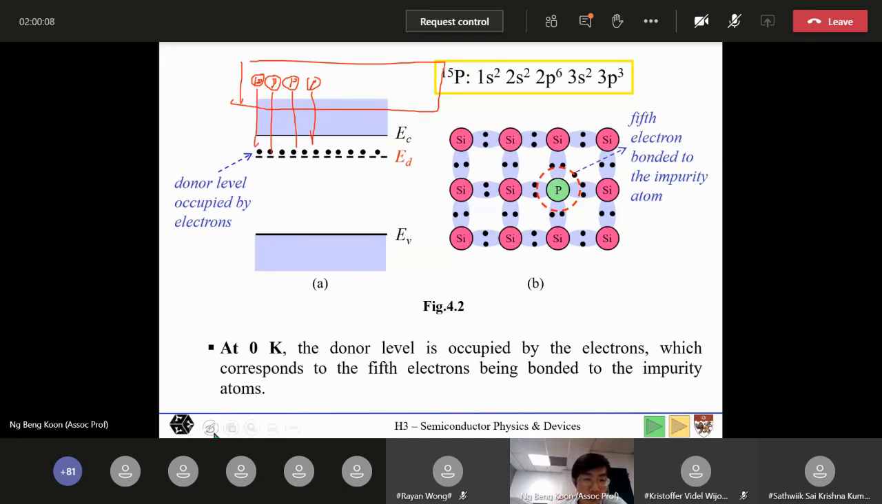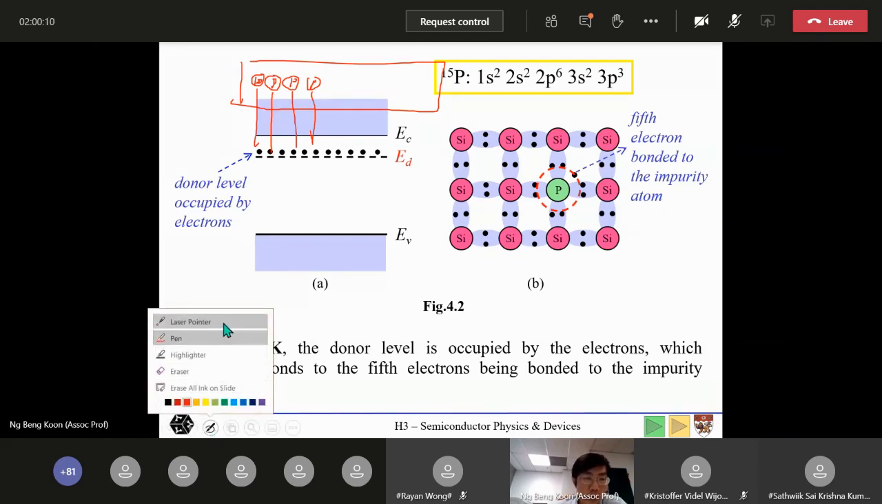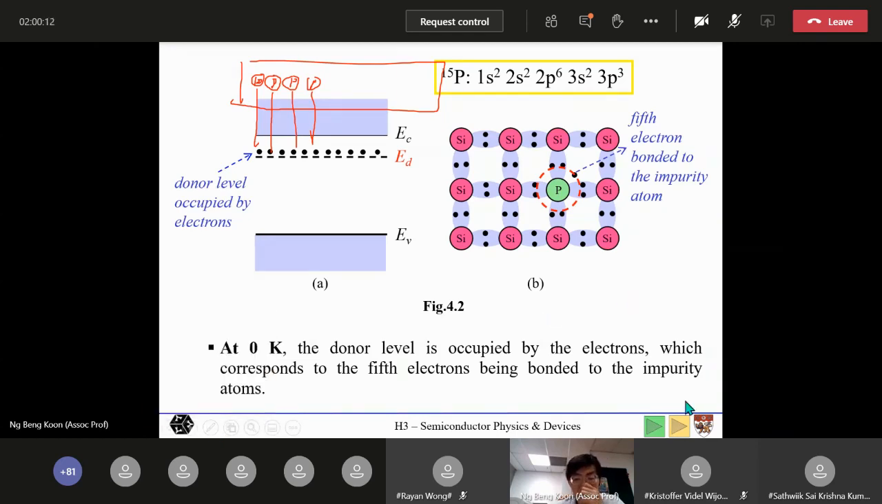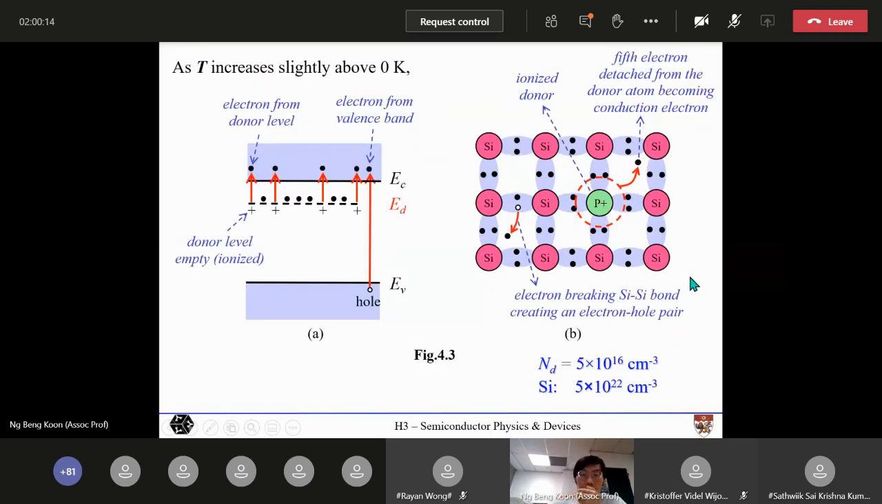Now, when you bring the temperature of this semiconductor up, when there's now thermal energy, you find that this fifth electron, because it's loosely bound, is quite close to the conduction band. You only need a little bit of thermal energy, and this will allow this fifth electron to break free. So in the band diagram, it corresponds to electrons sitting in the donor level going up into the conduction band. Because once it's in the conduction band, it's free to move.